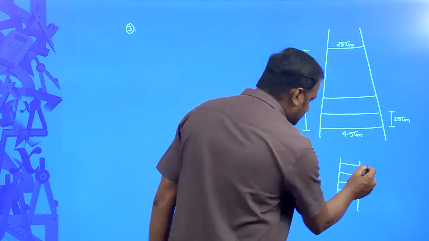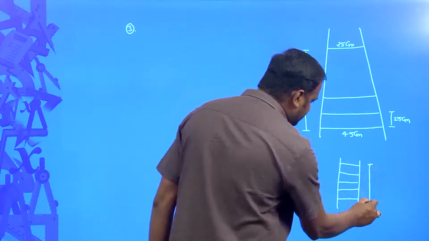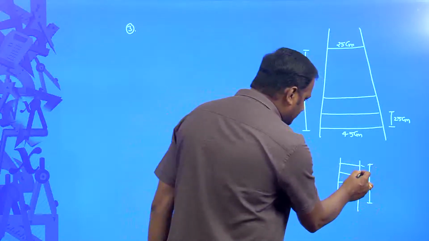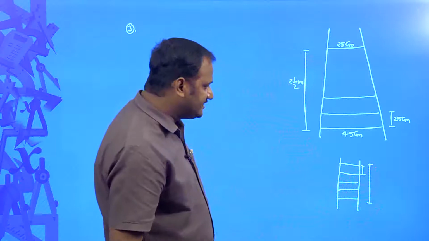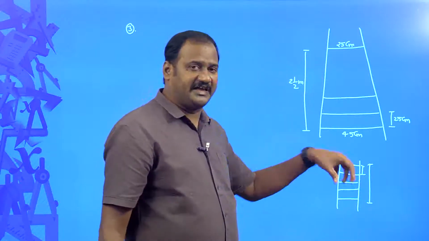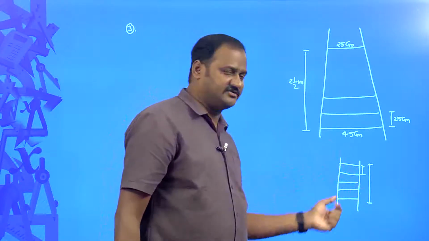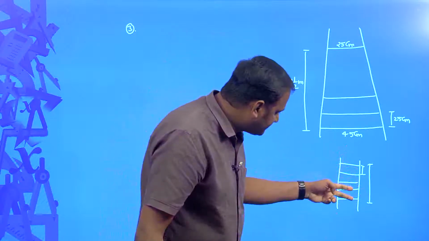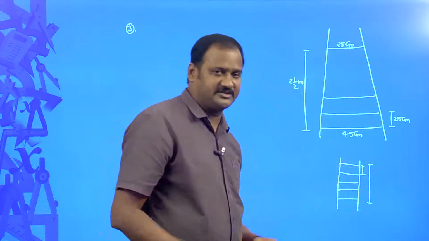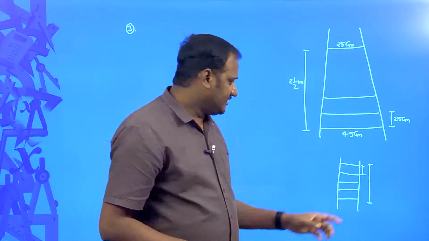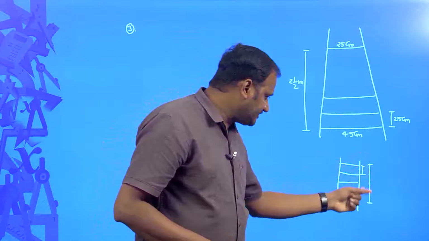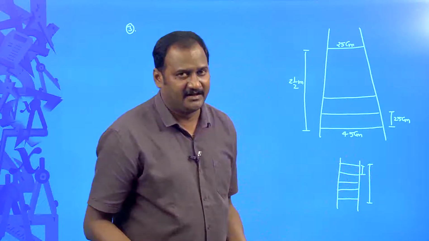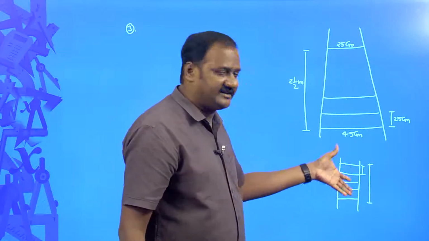Suppose you know the distance between the first rung to the last rung and you know the distance between two consecutive rungs, then you can easily find out the number of gaps between the rungs. You know how it is? First gap plus second gap plus third gap plus fourth gap is going to be the total distance between the rungs. So, the total distance between the rungs divided by the gap between two consecutive rungs will be the number of gaps. Suppose if there are 4 gaps, then there are 5 rungs.